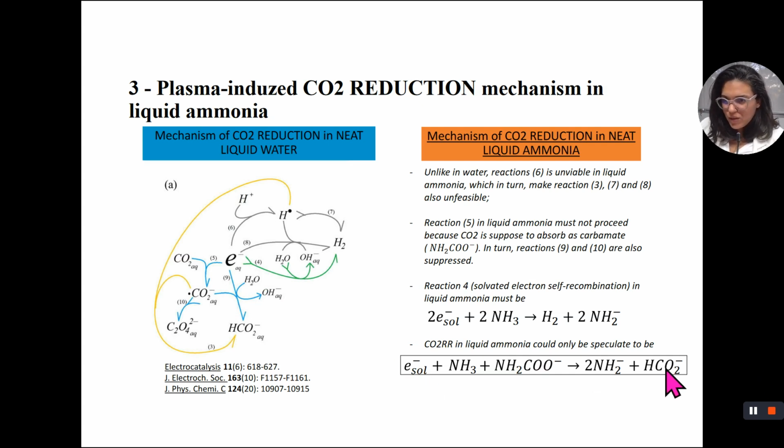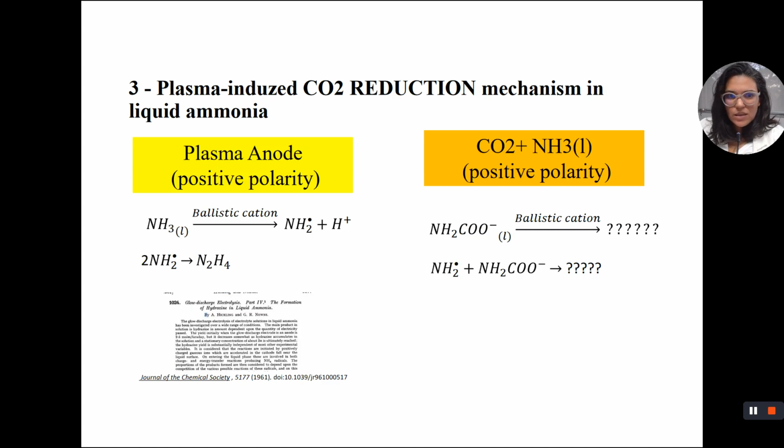It's completely a speculation, but still I could give some clues on how carbon dioxide would reduce in liquid ammonia. My suggestion: the solvated electron would react with the carbamate, resulting in formic acid as the final product. Again, this is a suggestion. I challenge the plasma community to go home and give liquid ammonia a try to check which would be the final product.